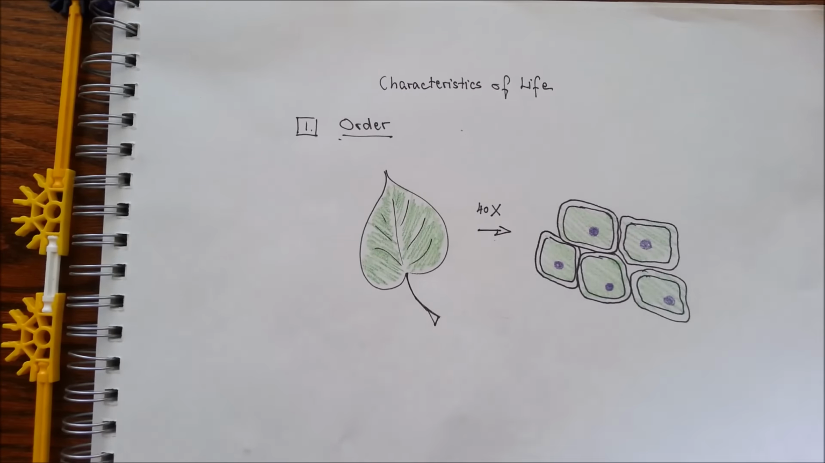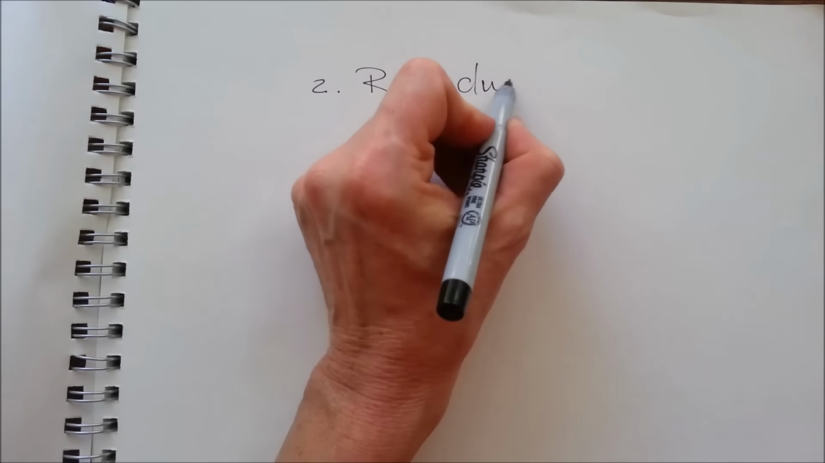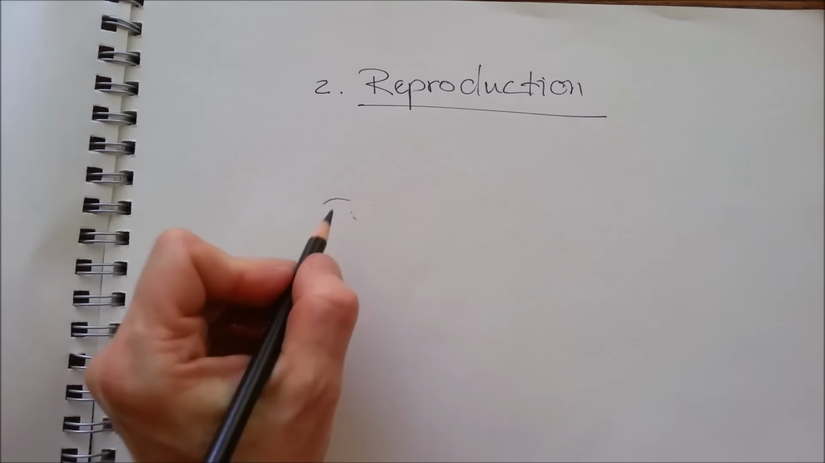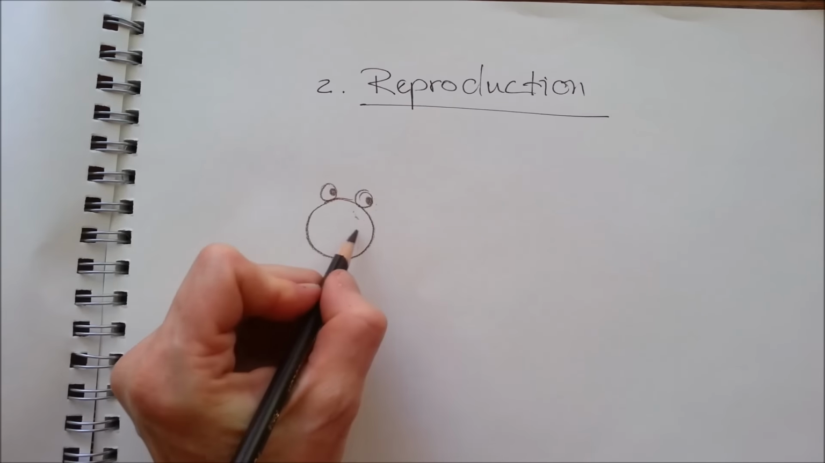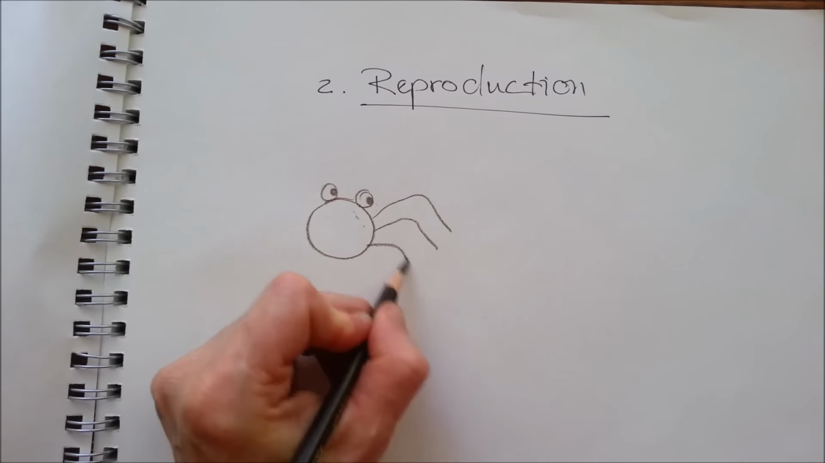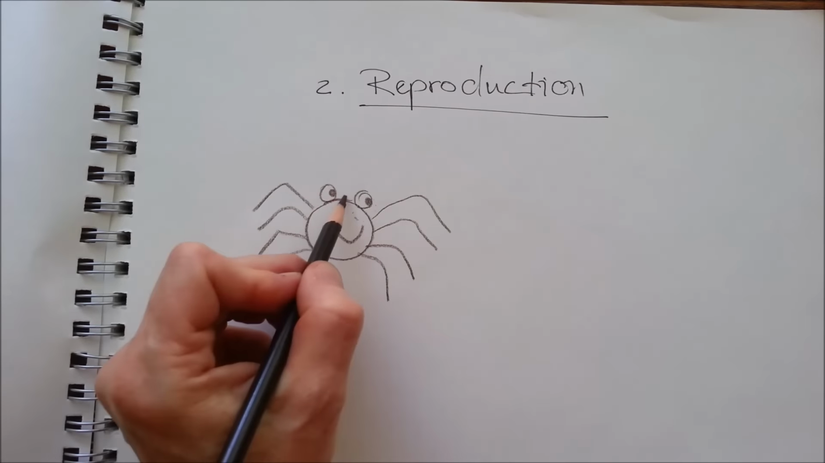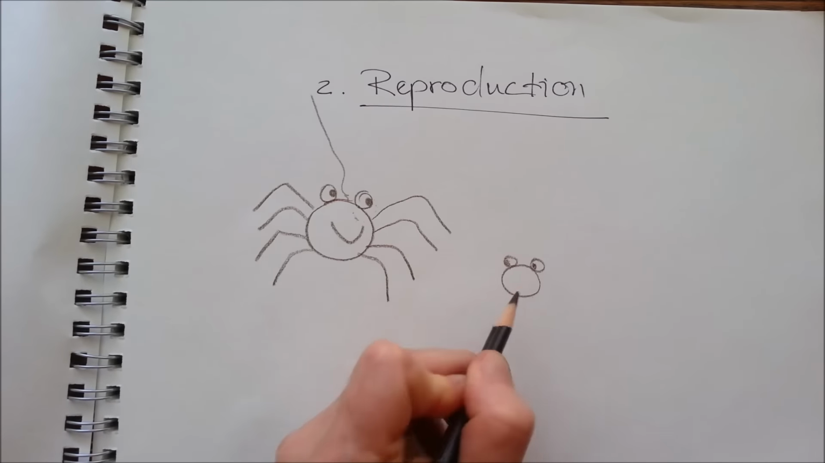So the second characteristic is reproduction, that every organism can reproduce. If we think about a spider, let's say, the spiders reproduce, a male and a female spider, and they can produce offspring. This is one of the spiders after the fertilization of the eggs.